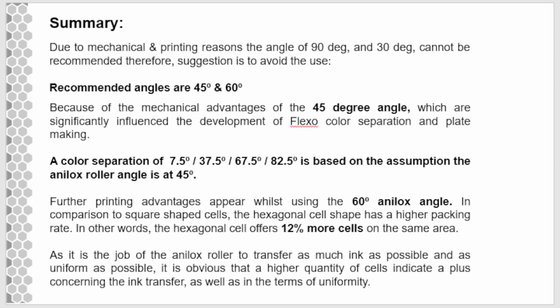Further printing advantages appear while using the 60-degree Anilox angle. In comparison to square-shaped cells, the hexagonal cell shape has a higher packing rate. In other words, the hexagonal cells offer 12% more cells on the same area, as it is the job of the Anilox roller to transfer as much ink as possible and as uniformly as possible. It is obvious that a higher quantity of cells indicates a plus concerning the ink transfer as well as in terms of uniformity.